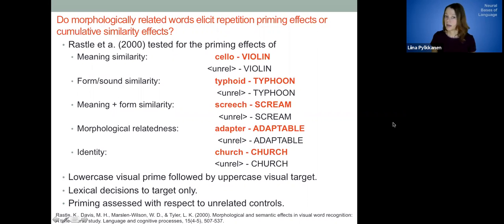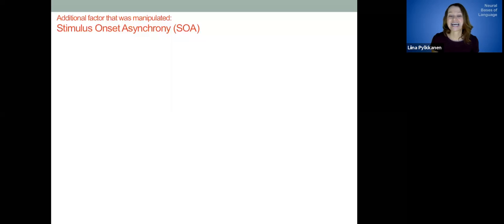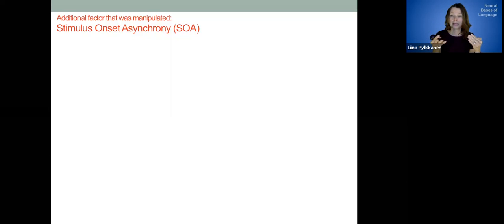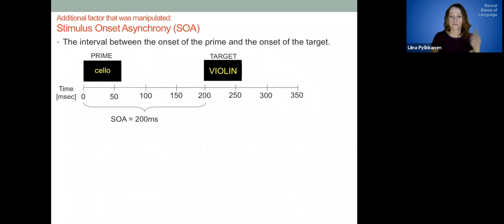Okay, so now let's see what happens. Actually, we're not yet going to see what happens because they had an additional factor that was manipulated. This is the reason why I walked through the complicated effects of timing on phonological priming in particular: the time between the onset of the prime and the onset of the target. We actually have a technical term for that interval. It's called stimulus onset asynchrony, SOA. So when people talk about SOA, they talk about the interval between the onset of the prime and the onset of the target.